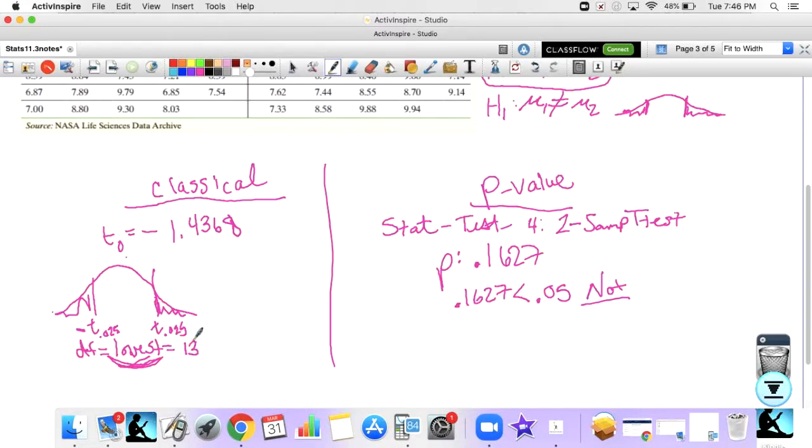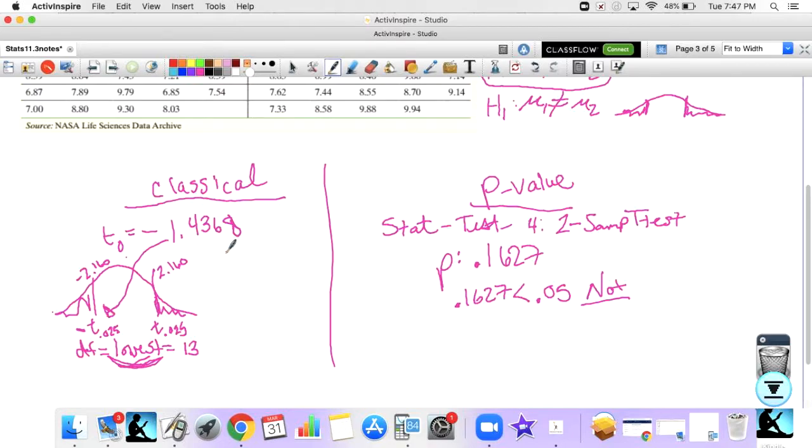I'm going to go over to 0.025, and I get that it is 2.160. So this side is going to be negative 2.160. And I should write it below, but I just don't have space. This side is going to be positive 2.160. So if we think about where this negative 1.4368 is going to be, it's going to be somewhere here. It's going to be below our mean, but it's going to be in the non-shaded area.